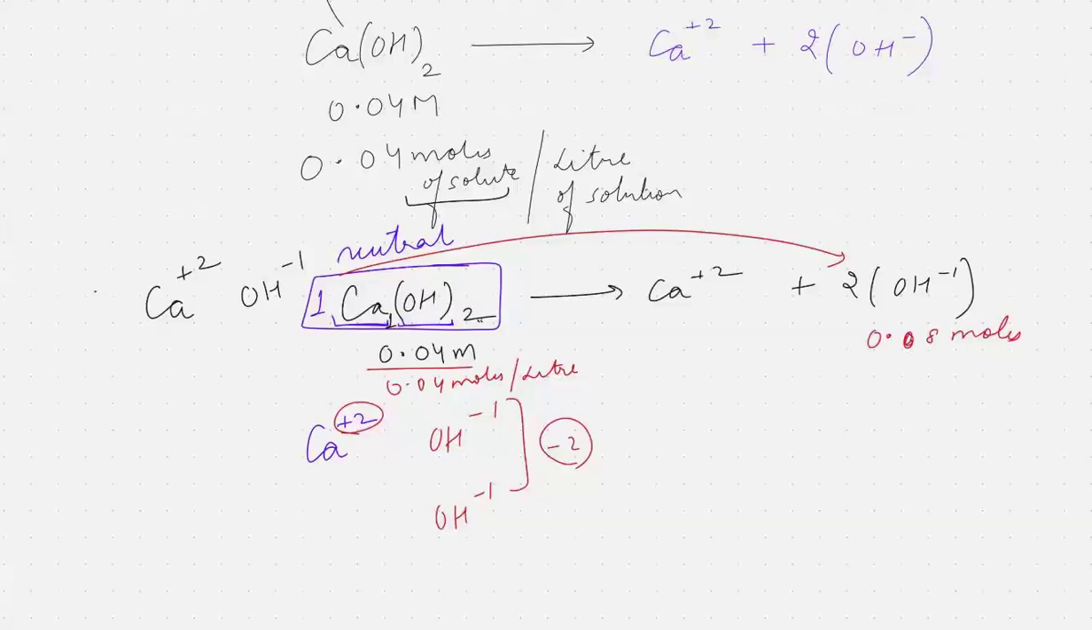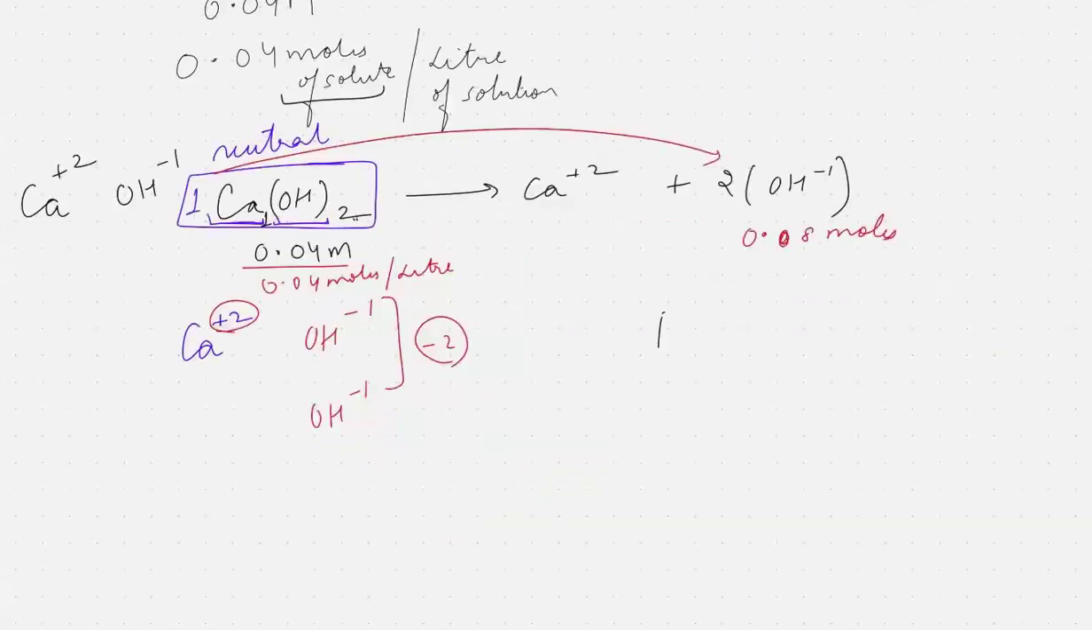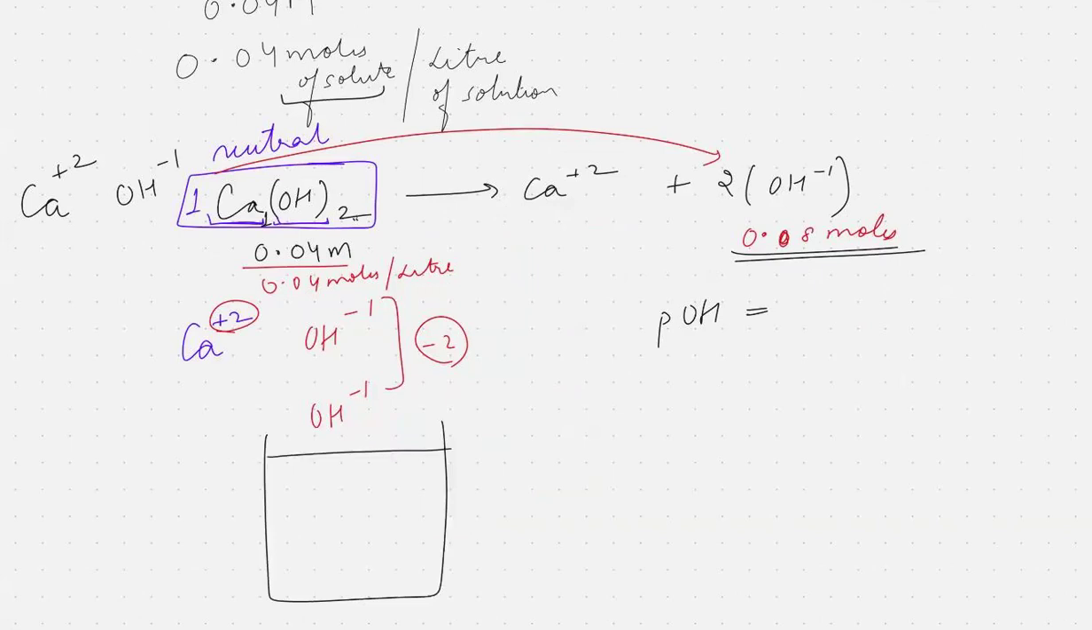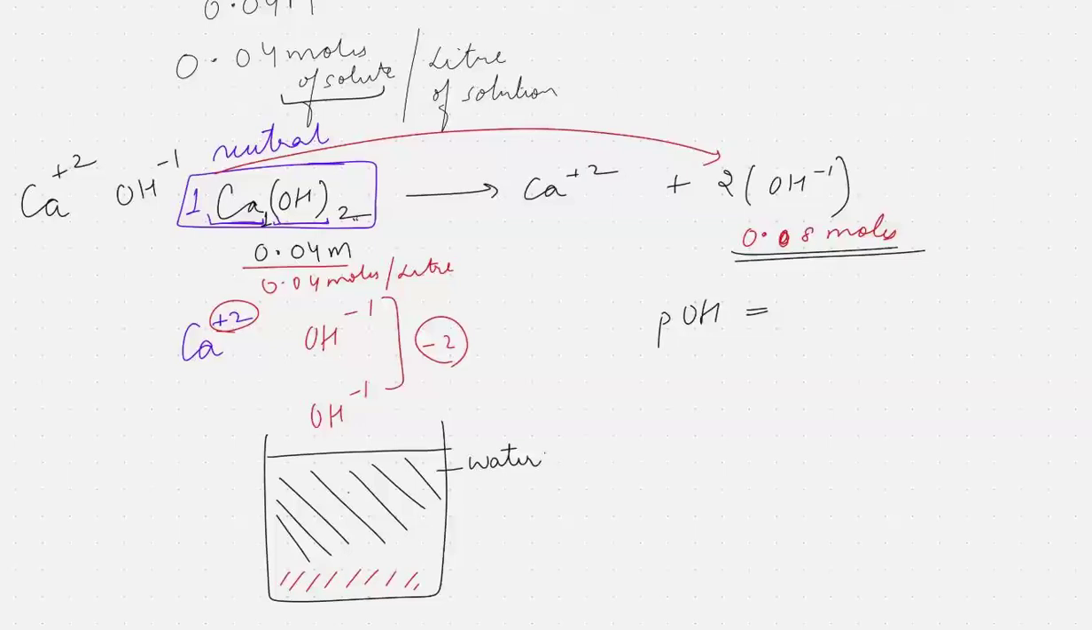You understand my point? And now, because it is a base, it is very convenient for me to calculate pOH, because I straight away know the concentration of OH negative ions. And you understand, we have a beaker, right? We have filled in this beaker some amount of calcium hydroxide, and the remaining amount we have filled in with water. When we have filled in this remaining amount with water, what does that mean?